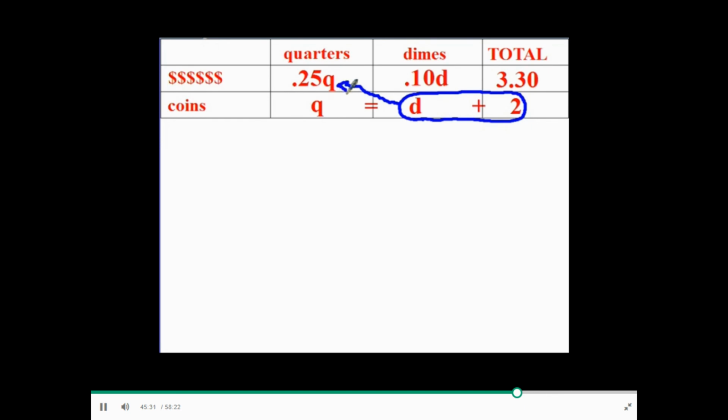So I'm going to substitute in place of q, I'm going to put d plus 2. So I'm going to write that entire top equation exactly the same way it looks, so 0.25, but instead of q, I'm going to put an open set of parentheses, plus 0.10d equals 330. So right here in place of q, I'm going to write d plus 2 because we said right here that q is the same thing as d plus 2. In my parentheses, put a d plus 2.